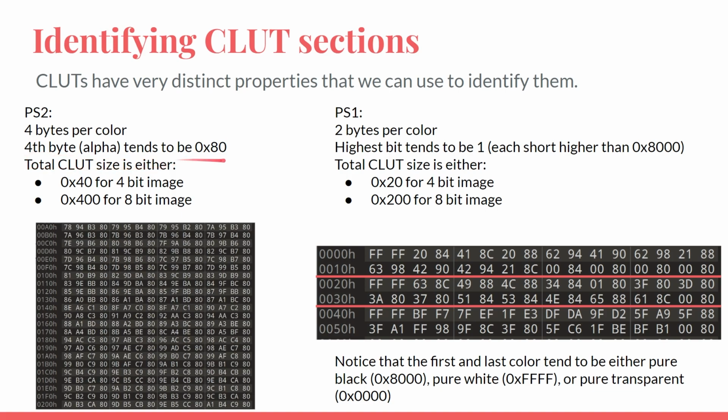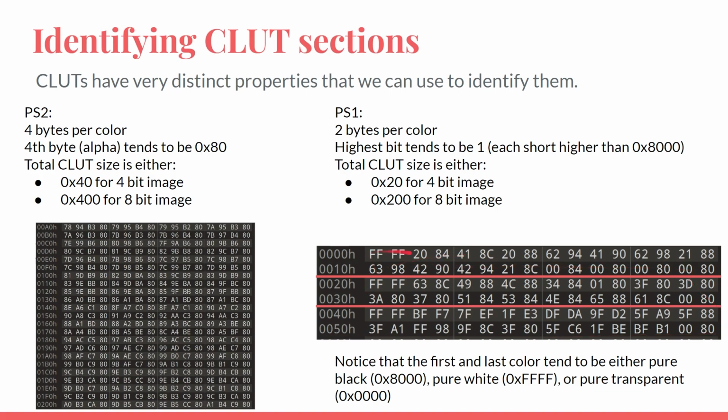And the total file size of a CLUT is going to be either 40 or 400, depending on whether it's 4-bit or 8-bit. So we can use those details to kind of identify an image CLUT. On the PS1, we have 2 bytes per color. We know that the highest bit will tend to be 1 because of the STP bit. And we know that the total CLUT size is going to be either 20 or 200 in hex. So here we have an example that's very easy to tell that this is a color palette.